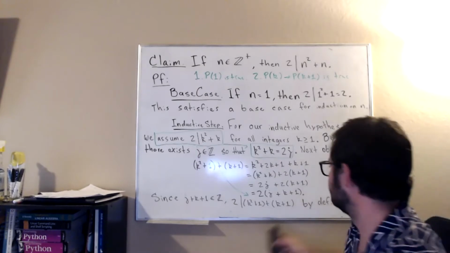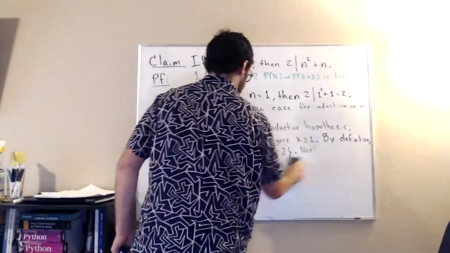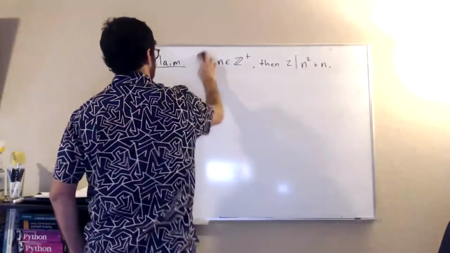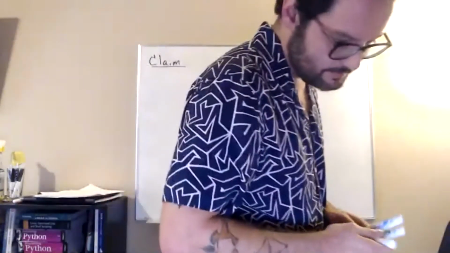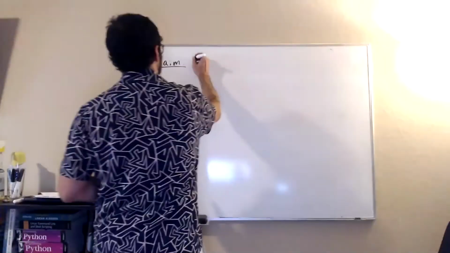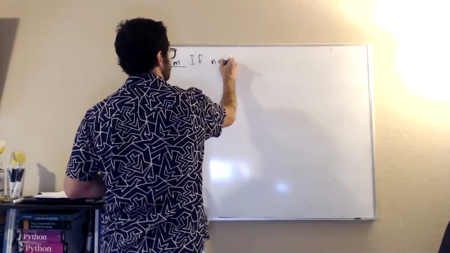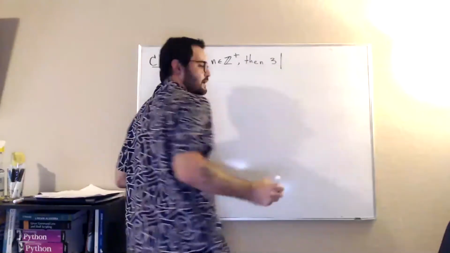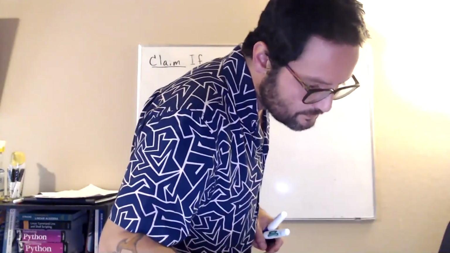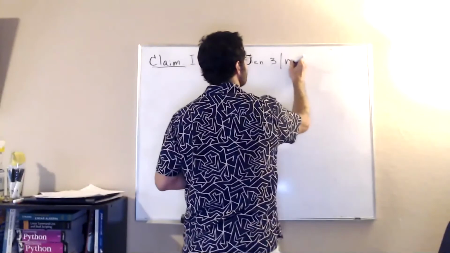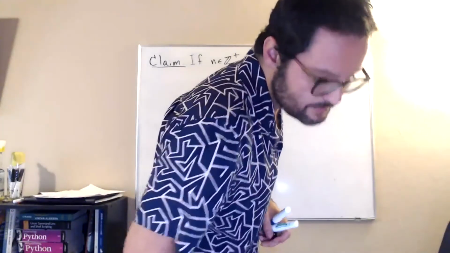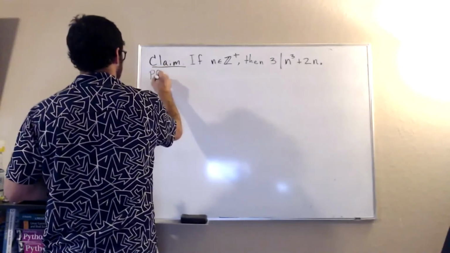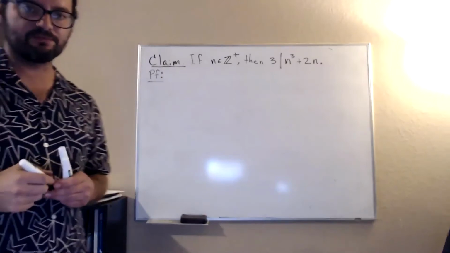Okay, so maybe let's look at another one. So it says, if n is a positive integer, then 3 divides, that's going to be messy, but okay, n cubed plus 2n. Okay, and we can prove this using induction again.